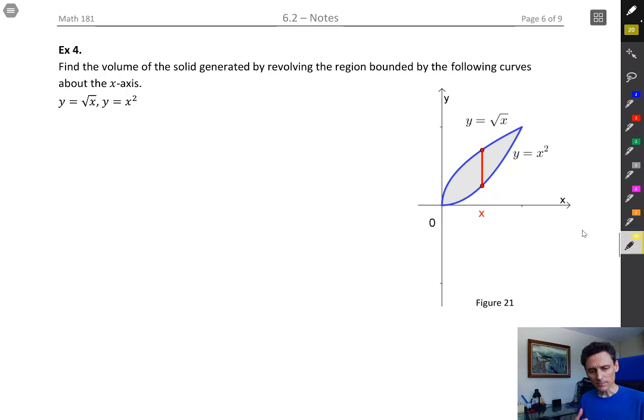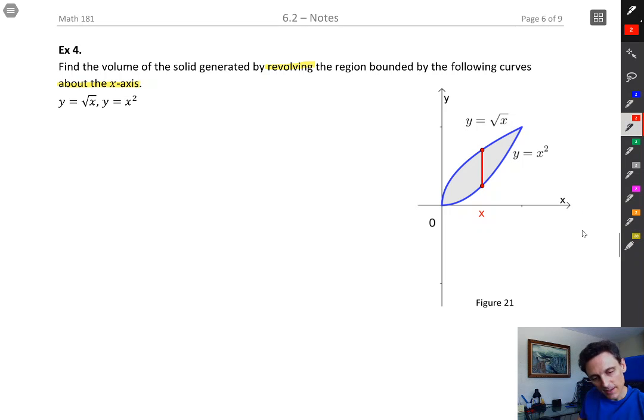But I want to highlight a couple of things. One is that we're revolving this region about the x-axis. That's going to be very important to note. And so when we think about our cross sections, they're going to be circular in some sense. But the interesting thing about this example is it brings out something that we haven't seen before.